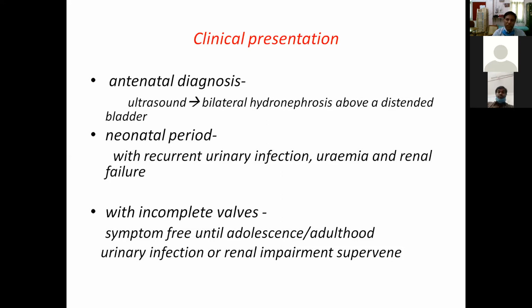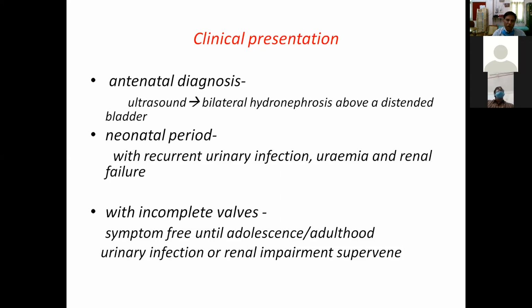In this examination, they will look for all possible congenital anomalies. You can also visualize the urinary system, the renal system. You can see dilatation of the ureter and of the kidney also. So this is a very useful investigation. Antenatally, we can diagnose bilateral hydronephrosis with distended bladder. This is important: a distended bladder indicates the obstruction is beyond the bladder. So in such cases, you can suspect posterior urethral valves in a male child.